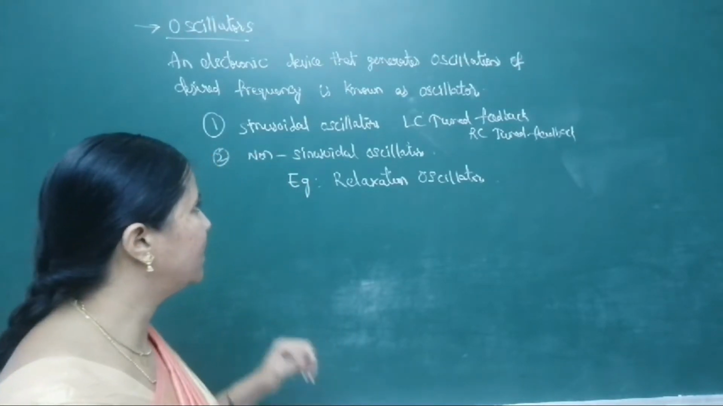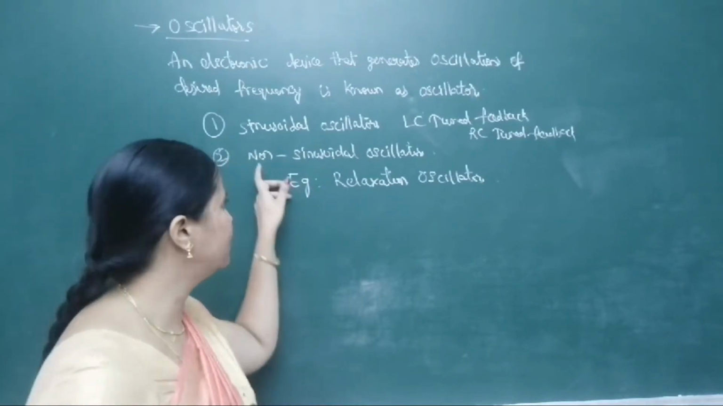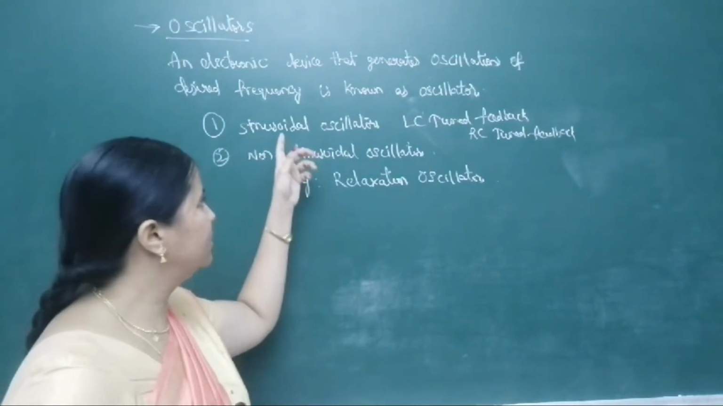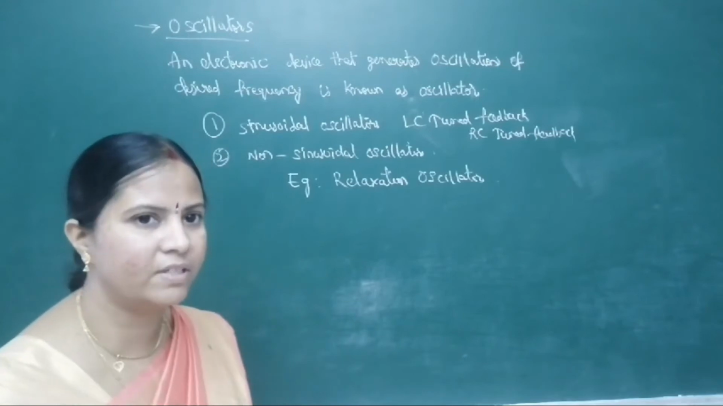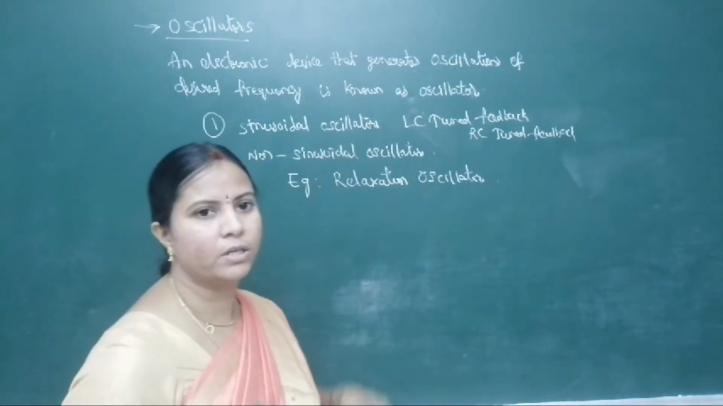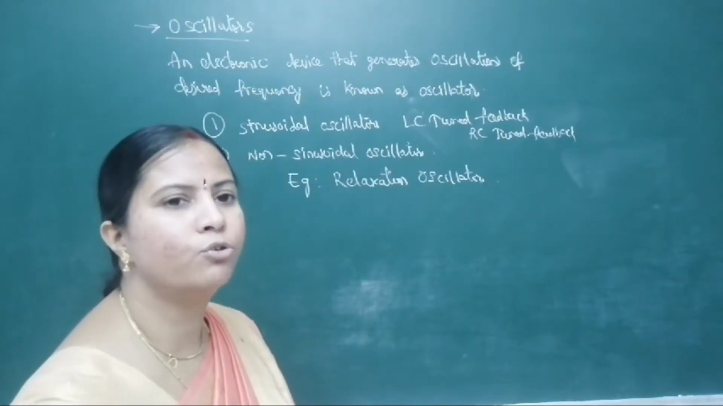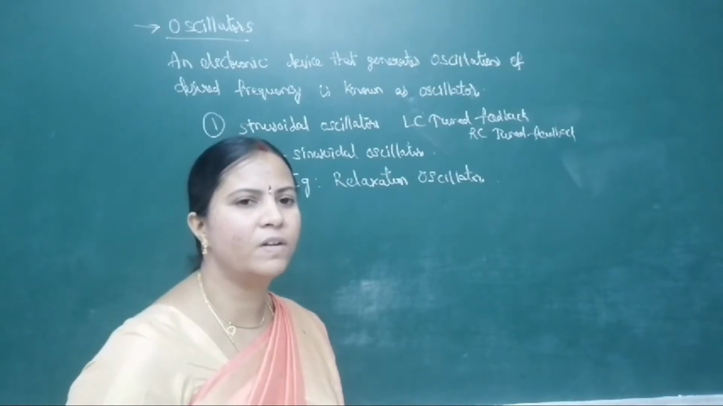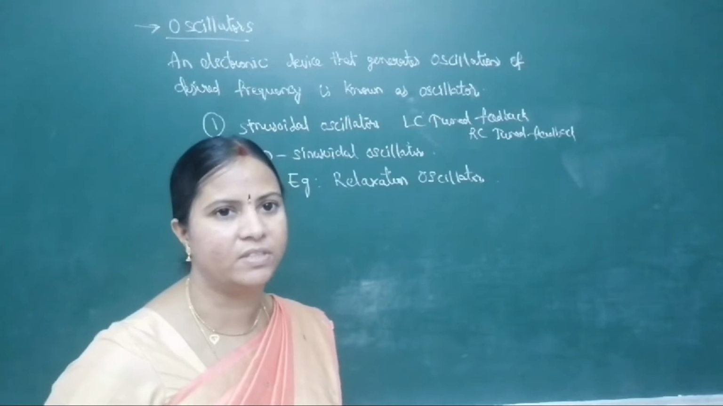Coming to oscillator classification, oscillators are classified as two types: sinusoidal oscillators and non-sinusoidal oscillators. The circuits which generate sinusoidal oscillations of desired frequency are known as sinusoidal oscillators. Examples of sinusoidal oscillators are LC tuned feedback circuits and RC tuned feedback circuits. These circuits generate pure sinusoidal waveforms with constant amplitude and frequency.